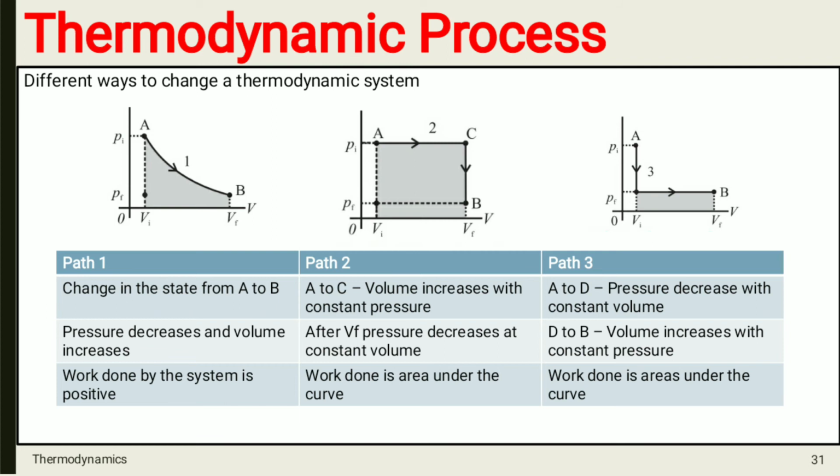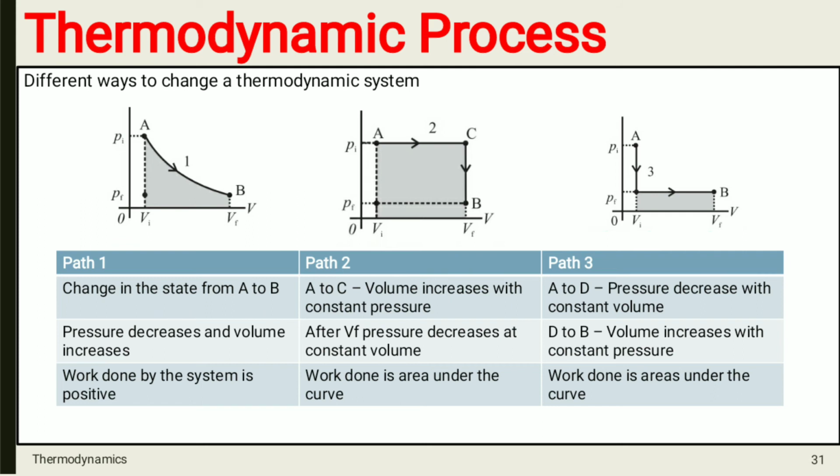Now, in case of the third path, where A is the initial state, B is the final state, and D is the intermediate state. From A to D, pressure of gas decreases with constant volume Vi, and from D to B, volume increases with constant pressure. So, work done is again area under the curve.